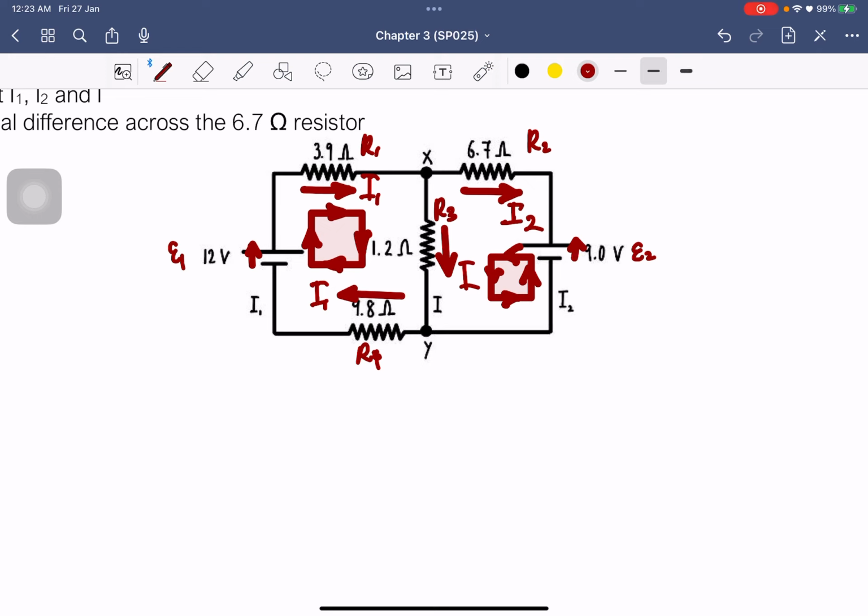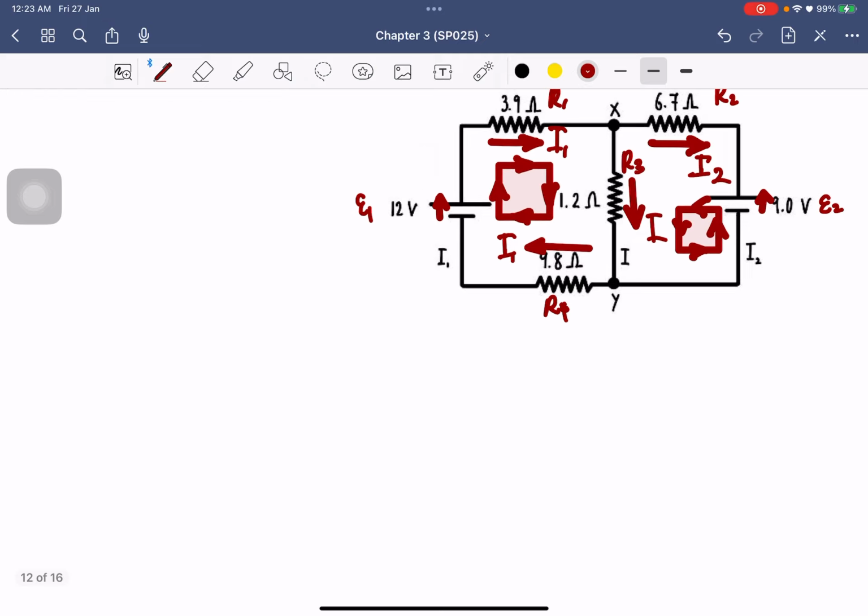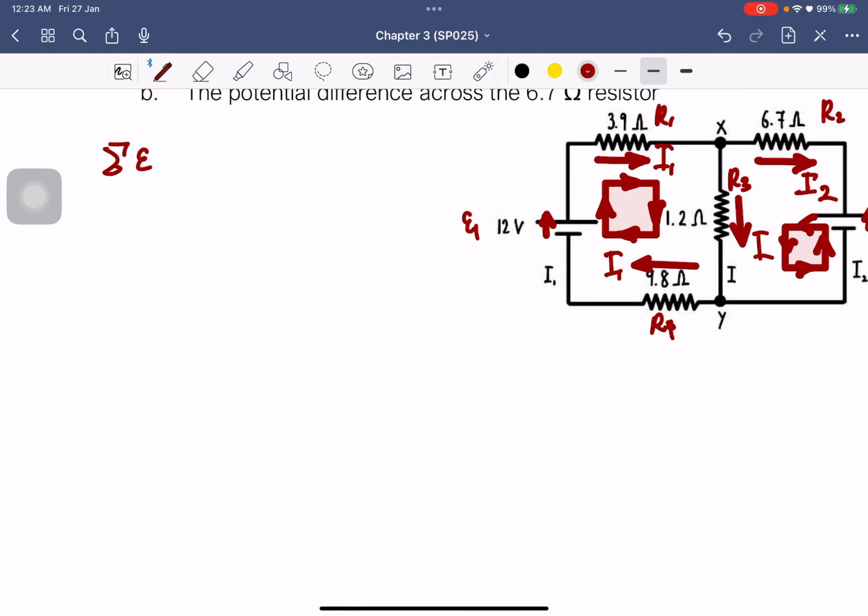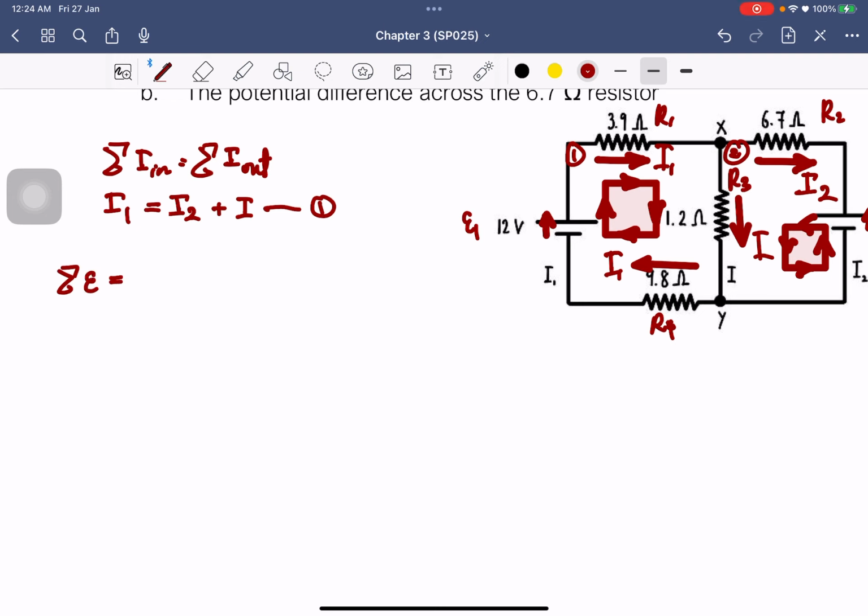Alright, now we are going to solve it by applying the junction rule. So we know that the total current going in should be equal to the total current going out of a junction. So we are going to choose junction X. So it's going to be I1 equals I2 plus I. This is our first equation. Now we are going to look at loop number 1. This is loop number 2. So we are going to apply the loop rule, which is the second rule.